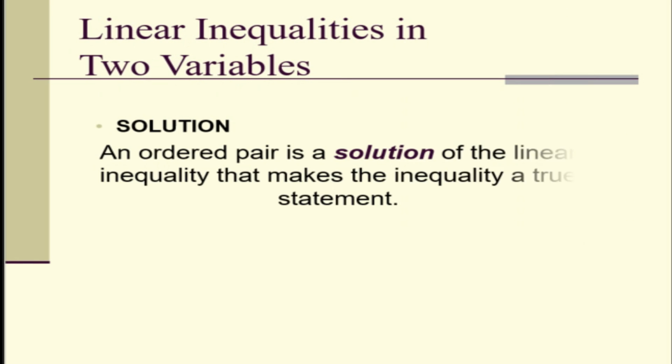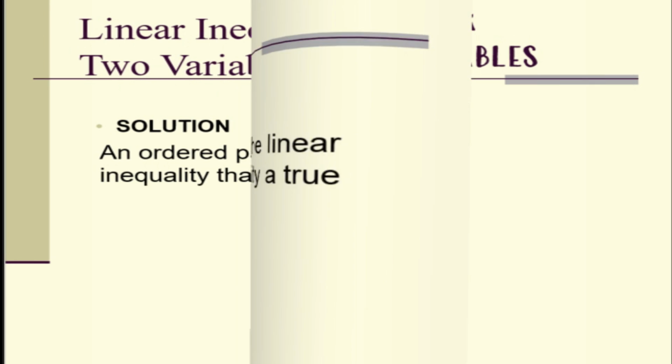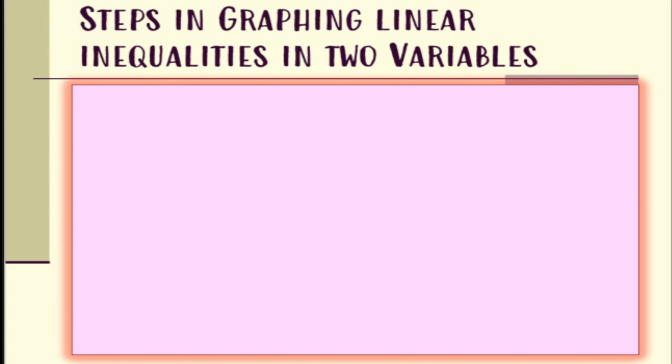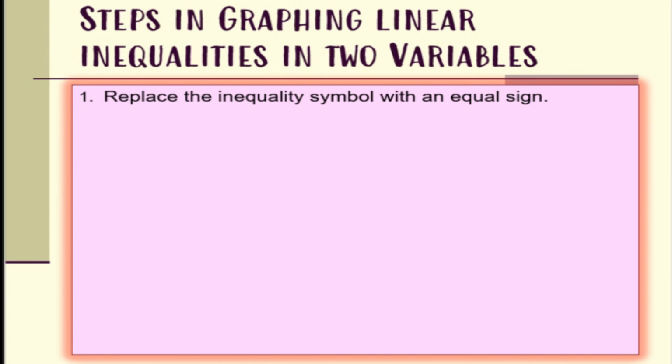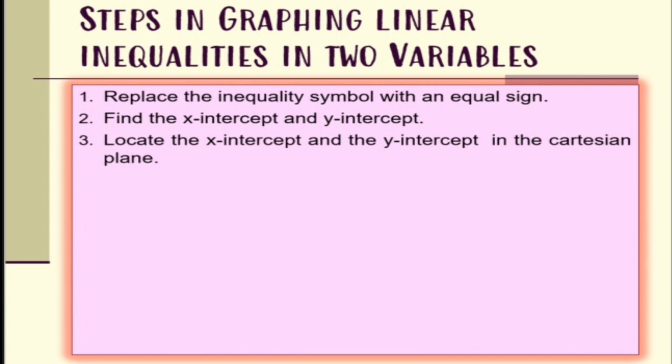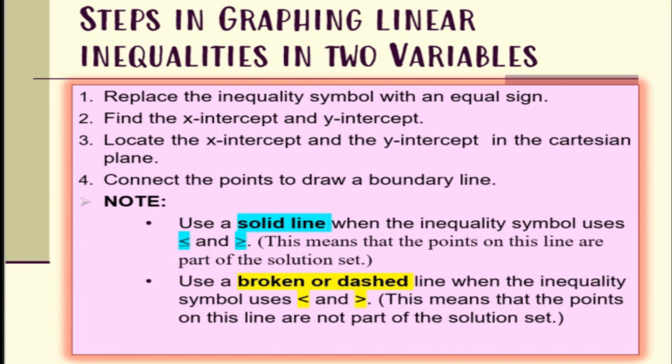Now, here are the steps in graphing linear inequalities in two variables. Step 1. Replace the inequality symbol with an equal sign. Step 2. Find the x-intercept and y-intercept. Step 3. Locate the x-intercept and the y-intercept in the Cartesian plane. Step 4. Connect the points to draw a boundary line.